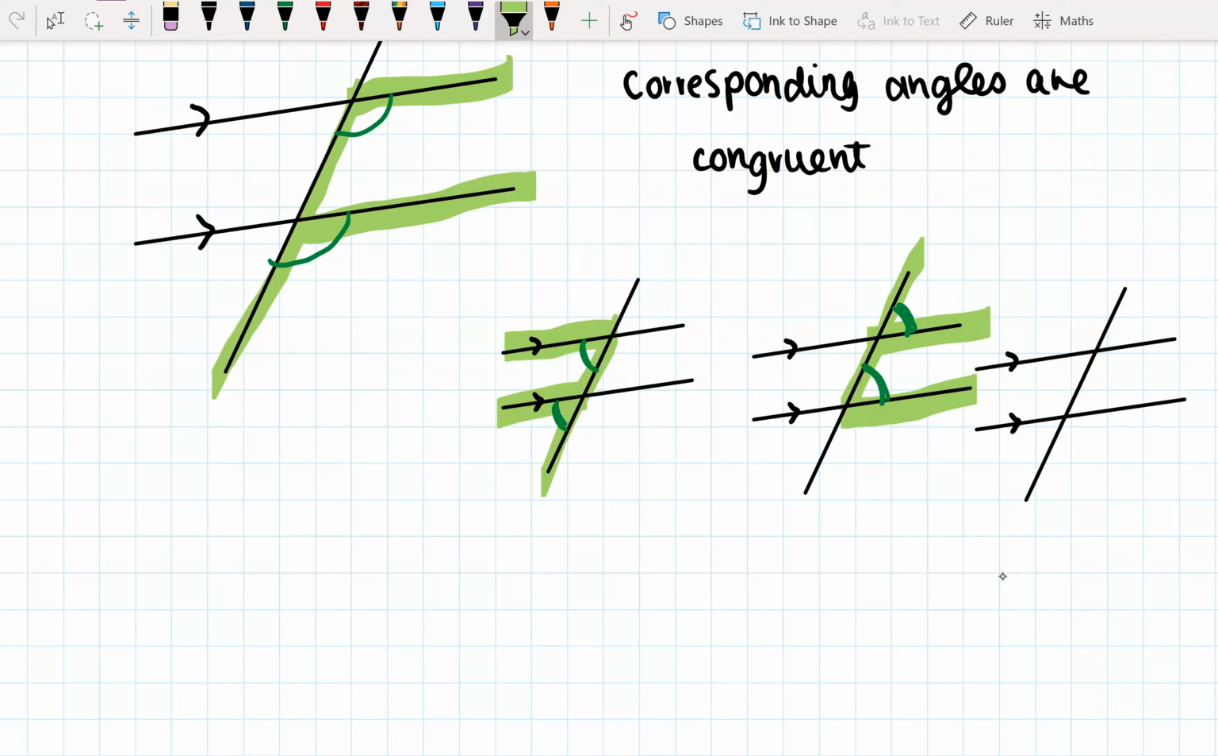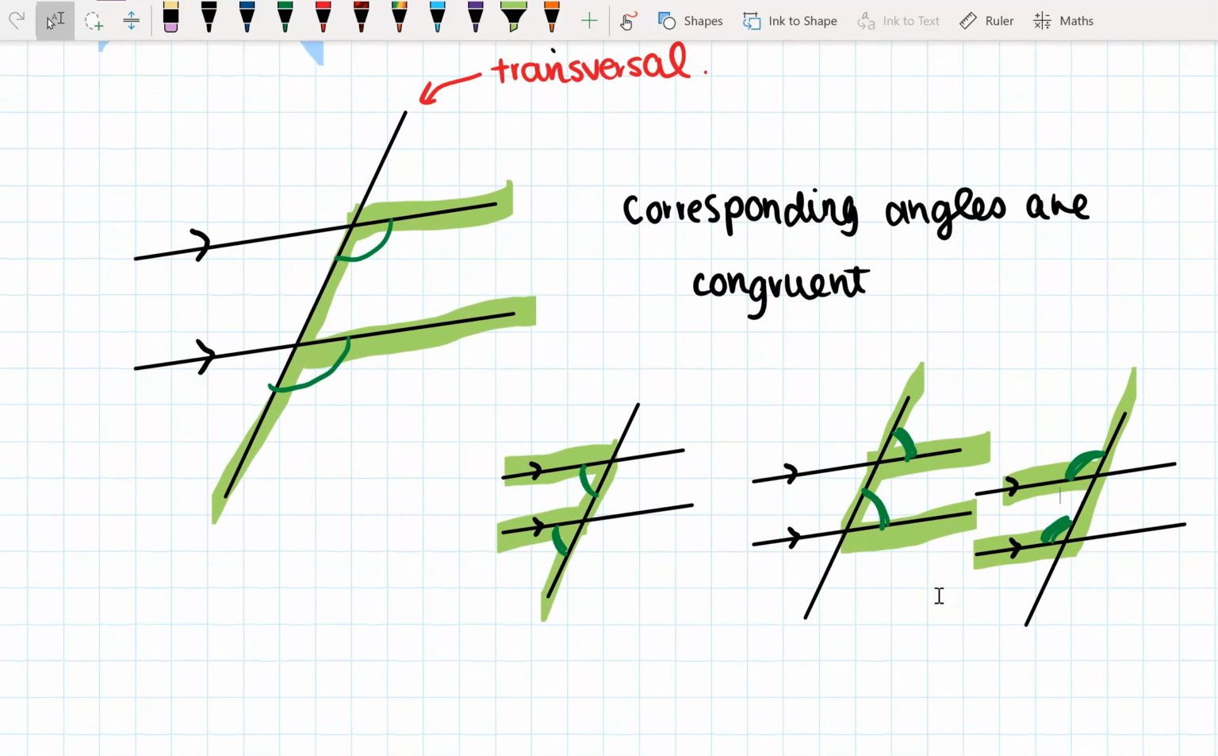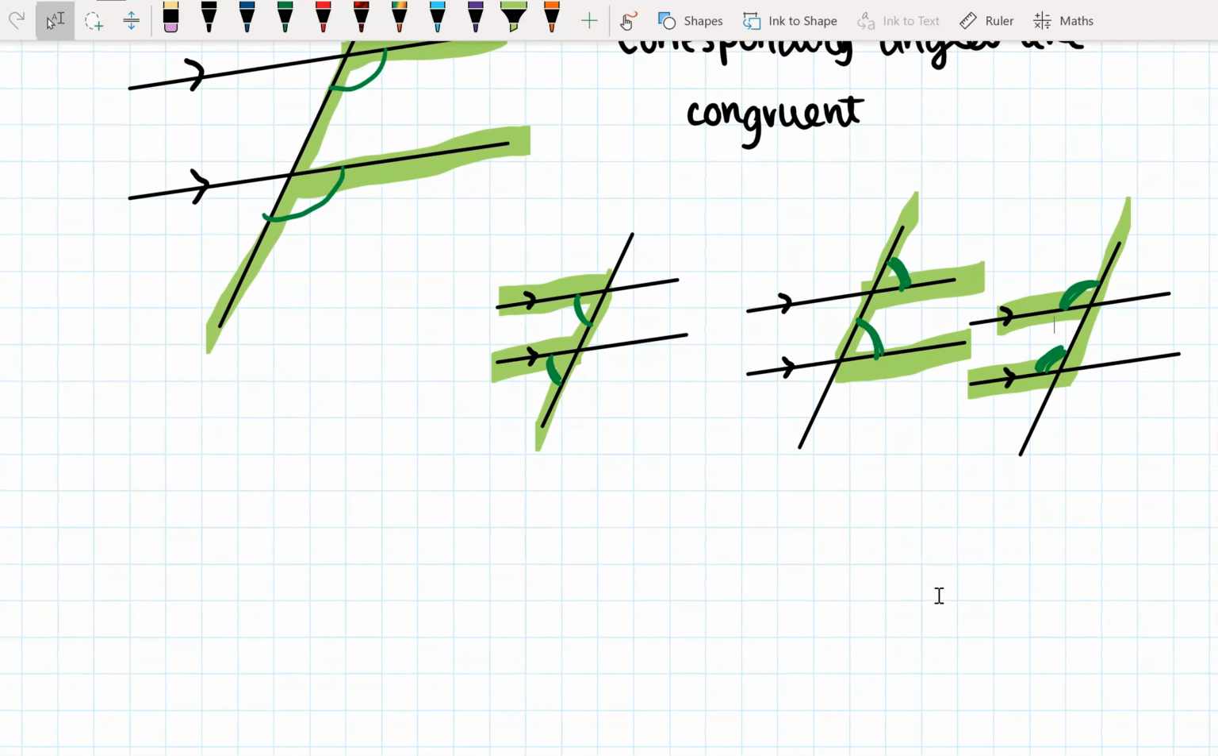And then we can also have an upside down backwards one. So these two angles are also corresponding. If you're looking for two angles that are the same, this is another way that you can find them. So these are corresponding angles.